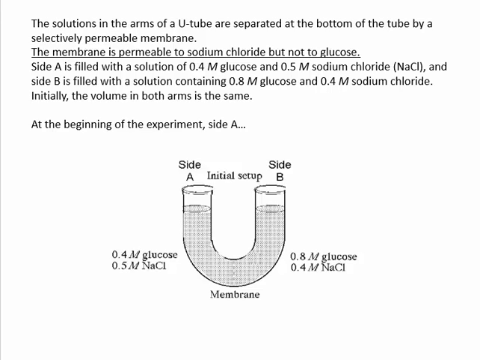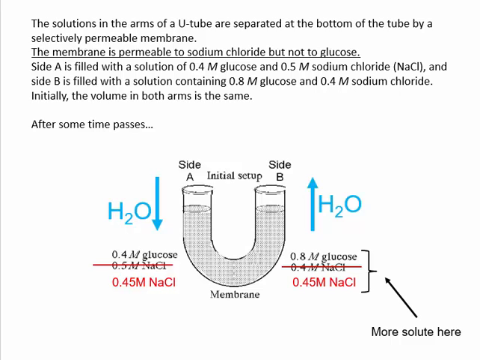All right, so side A is hypotonic to side B because you have more solute over here. If you just look at the concentration of glucose and sodium chloride, there's a little less sodium chloride over here, but there's a lot more glucose molecules on side B than on side A. And so that means side A is hypotonic, again, relative to side B. So what happens over time, though? This is at the very beginning, but what's going to happen over time?